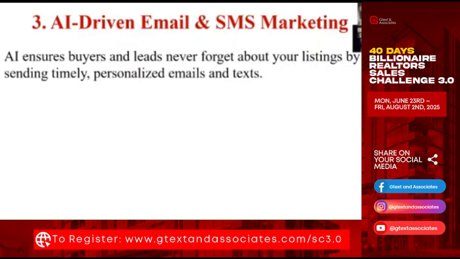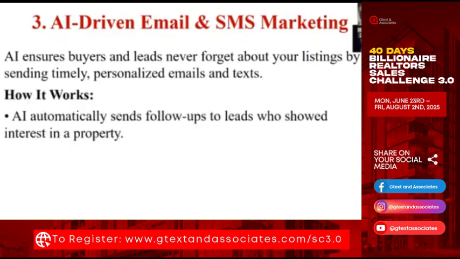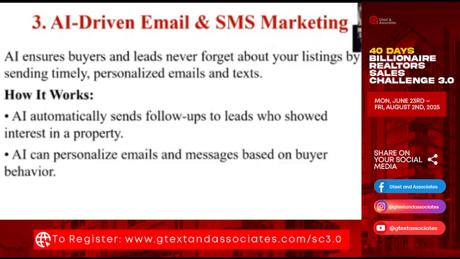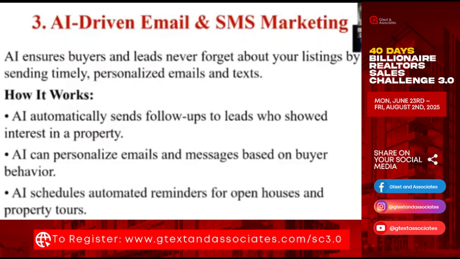Strategy number 3, you can use AI-driven email and SMS marketing. Almost everybody's aware of that, but are you using it well? AI ensures buyers and leads never forget about your listings by sending them timely, personalized email messages. How does it work? AI automatically sends follow-ups to leads who showed up in a property. It can personalize emails and messages based on your buyer behavior. And AI can schedule automated reminders for open houses and property tours.